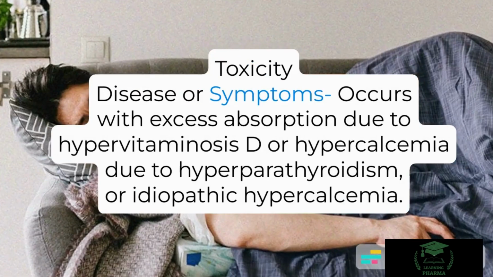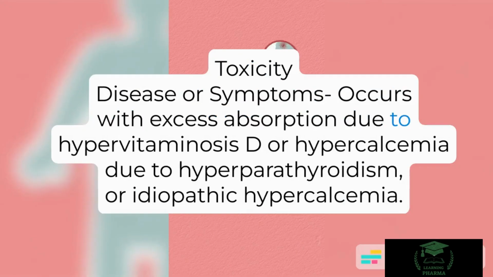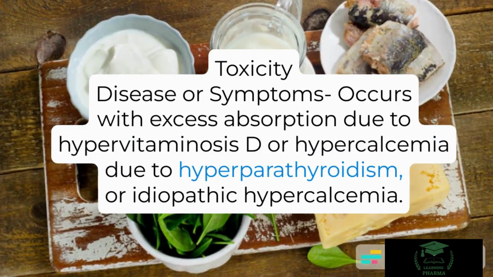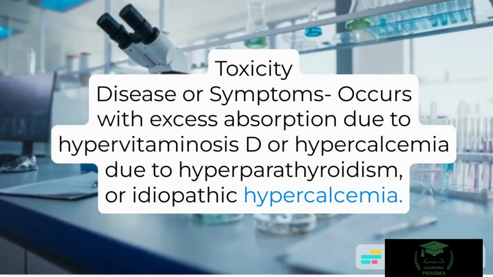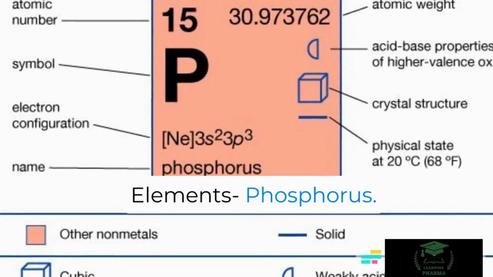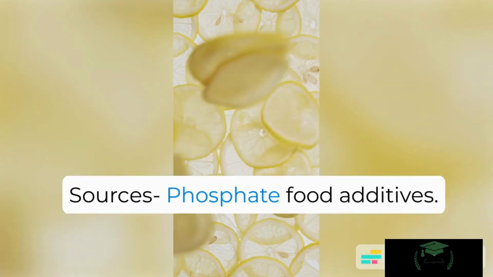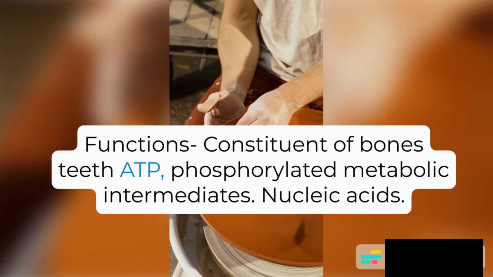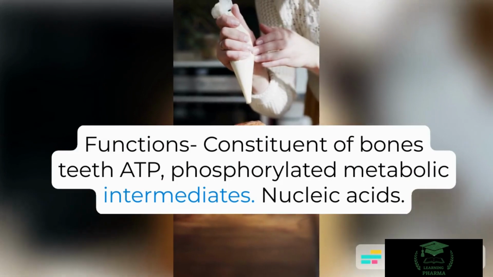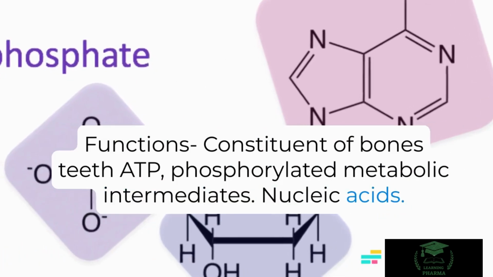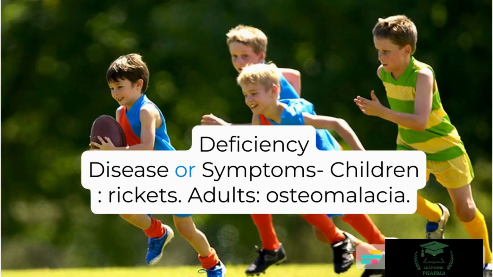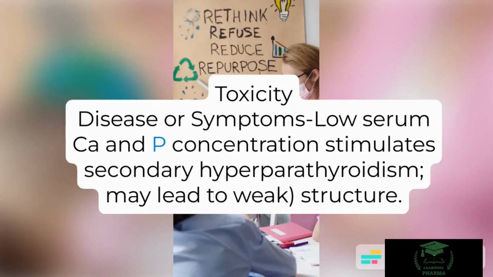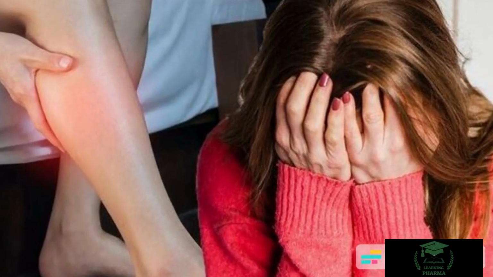Toxicity disease or symptoms occurs with excess absorption due to hypervitaminosis D or hypercalcemia due to hyperparathyroidism, or idiopathic hypercalcemia. Elements: phosphorus. Sources: phosphate food additives. Functions: constituent of bones, teeth, ATP, phosphorylated metabolic intermediates, nucleic acids. Deficiency disease or symptoms: children, rickets. Toxicity disease or symptoms: adults, osteomalacia.